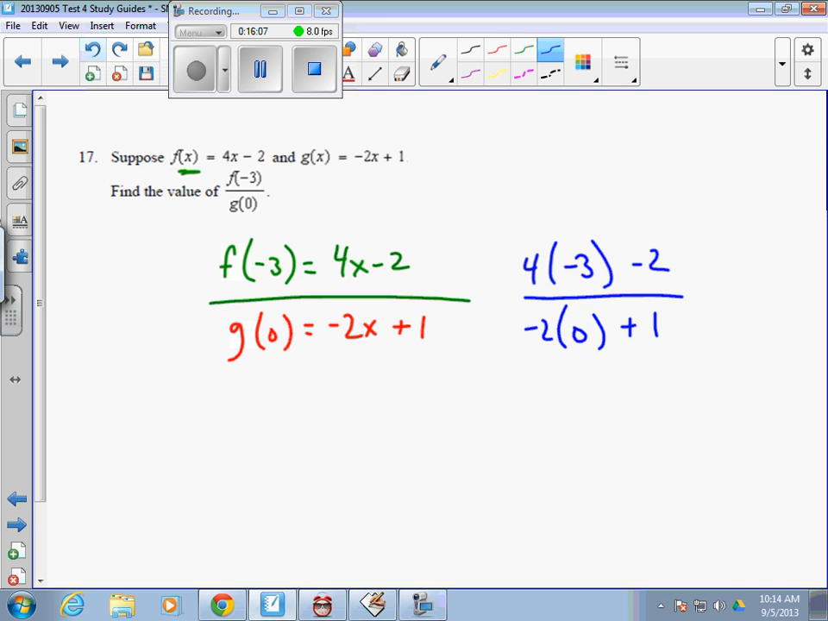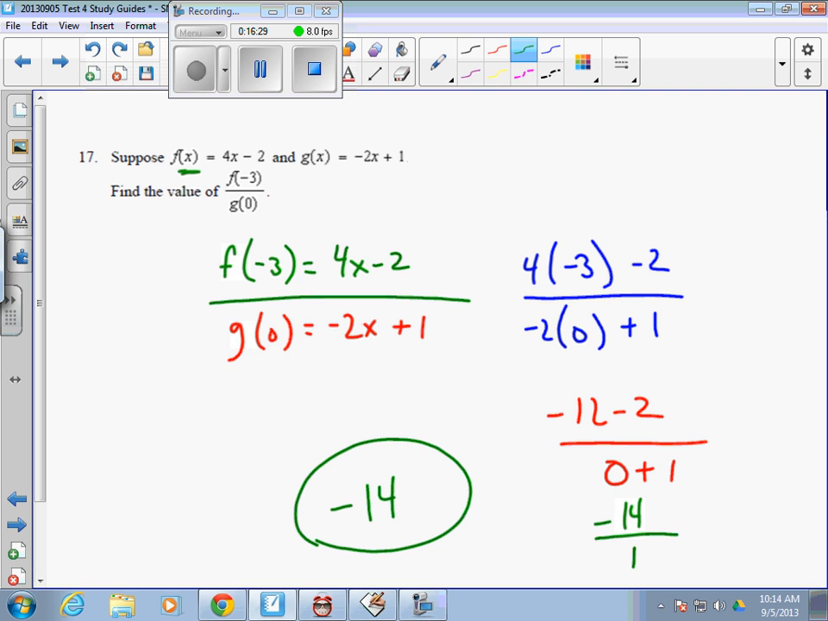4 times negative 3 is negative 12. So we'll have negative 12 minus 2 on top. And negative 2 times 0, anything times 0 is 0 plus 1. Then when we simplify the last part, negative 12 minus 2 is negative 14, and 0 plus 1 is 1. So I'll write it over here. I know it's out to the side. Negative 14 is your simplified answer.